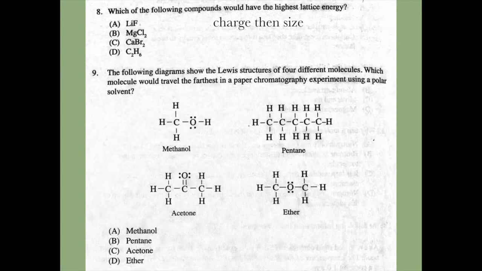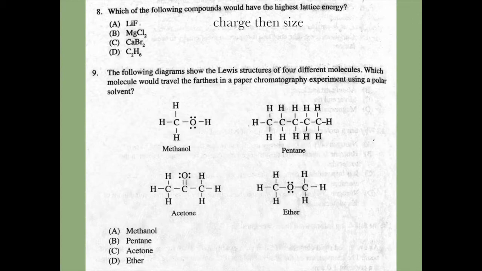I can get rid of D because that is actually not ionic bonding at all. It's a covalent bond, so it's a molecule, and not only that, it's nonpolar, which means it would just have dispersion forces. So that'd be really weak. Then I need to simply compare MgCl2 and CaBr2.